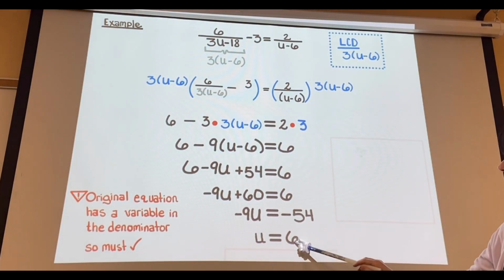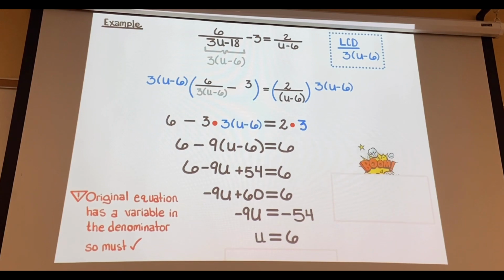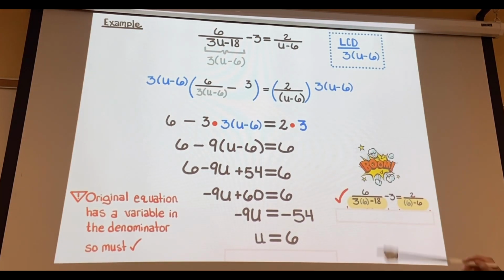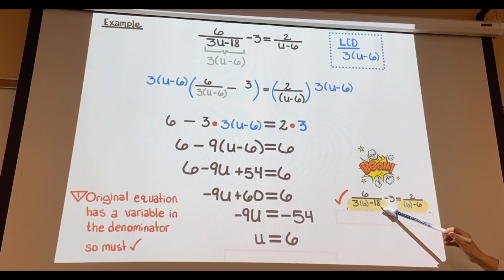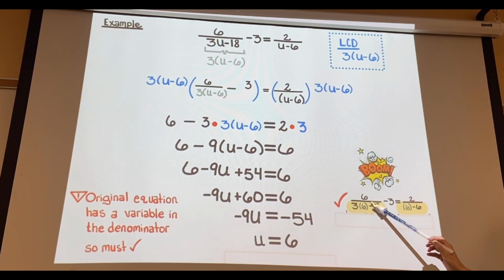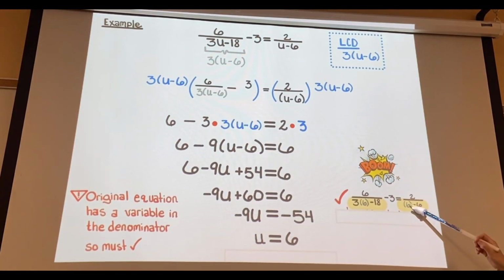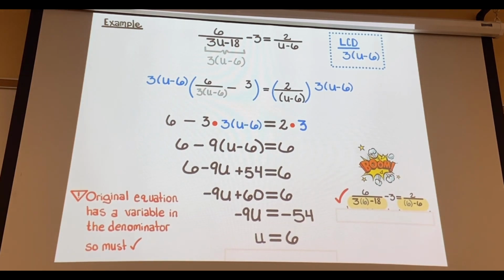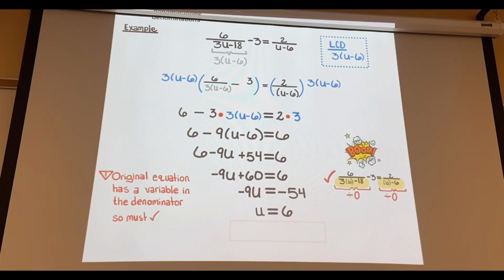So I need to put this 6 back in the original. So if I put this 6 back into the original, 3 times u minus 18, 3 times 6 minus 18, that's 0. This says 6 divided by 0. If you type in 6 divided by 0, it's undefined. And I could do it in the other fraction as well, 6 minus 6 is 0. So when you're dividing by 0, I have to throw this out. And since I'm throwing out the only answer that we got to, it's no solution.